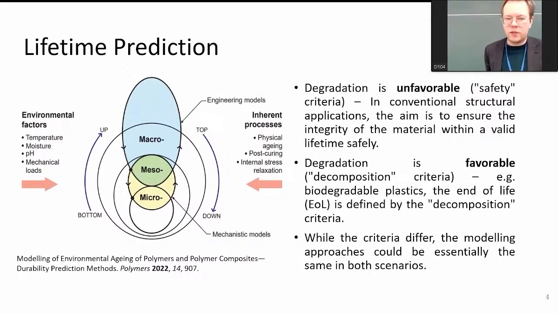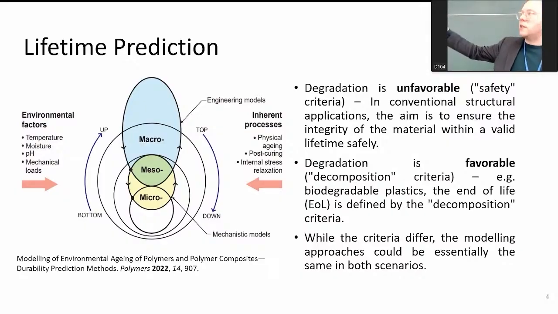So lifetime prediction. As I said, the process is very complex and can be broken down. The interaction between the polymer and the environment can be broken down into many smaller parts and parameters: environmental factors such as temperature, moisture, pH, and mechanical loads. There are also many inherent processes: physical aging, hydrolysis for some, post-curing, and internal stress relaxation. And we also have to look at different scales.